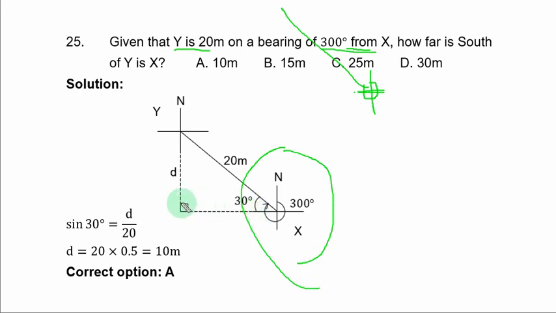So a right angle triangle is formed. You are looking for D. How far is the south of Y from S? So considering D and 20 meters, this is opposite and this is hypotenuse. You have sine 30 degrees equal to opposite D over hypotenuse 20. So D is 20 times sine 30, which is 0.5. If you multiply, you have 10 meters. A is the correct option.